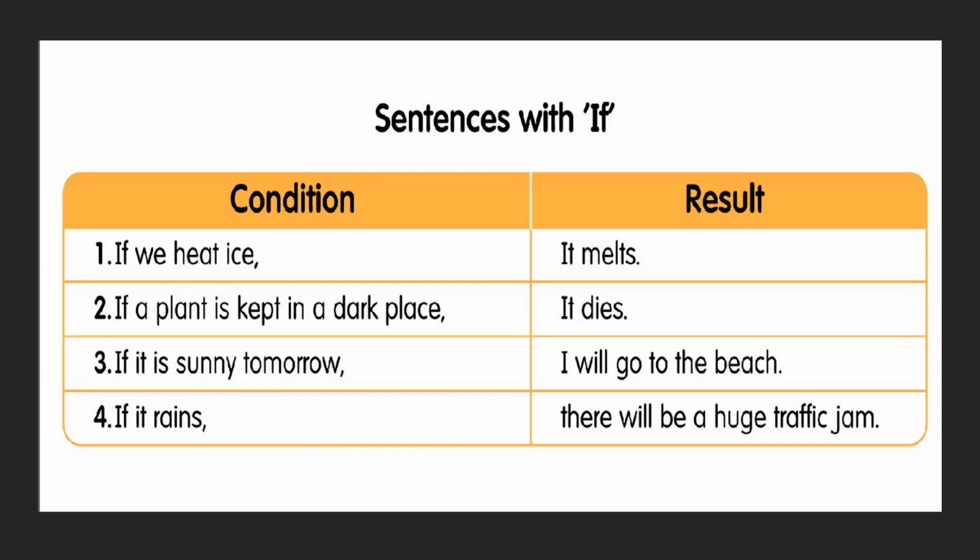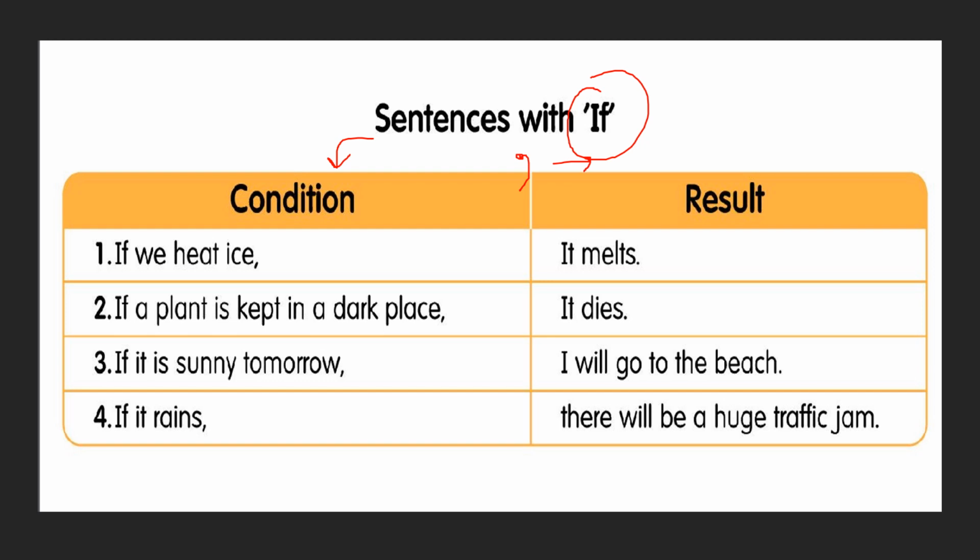Now there are four sentences on my screen and you need to read them as a condition or a result. So the sentence starts with if, it is giving a condition. After that we put a comma and then we show the result. So this is the basic rule to write a sentence. You start with if, write a condition, put a comma and then write a result.